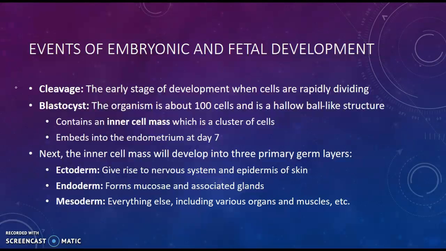Next, that inner cell mass is going to develop into 3 different germ layers. You have the ectoderm layer, which is going to give rise to the nervous system and the skin. The endoderm forms different glands, and then the mesoderm is everything else, including various organs and muscles.